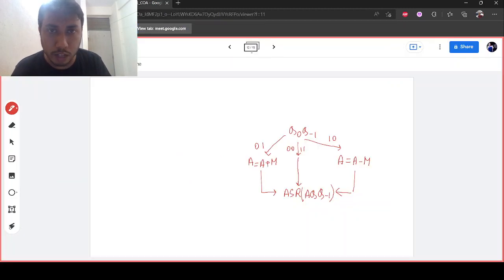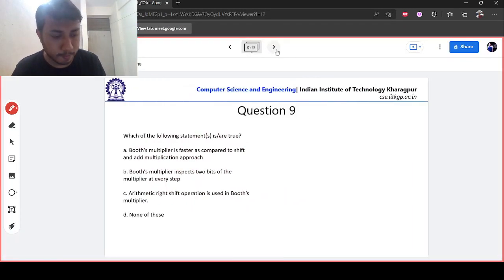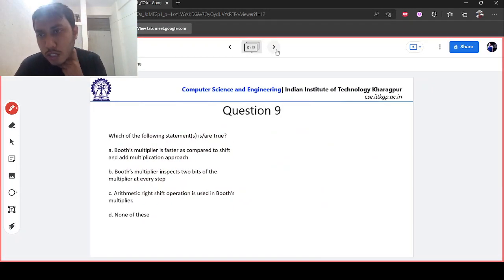Okay, so let's go to the next question. Which of the following statements is true? A, Booth's multiplier is faster compared to add and shift multiplication approach. B, Booth's multiplier inspects 2 bits of multiplier at every step. C, Arithmetic shift operation is used in Booth's multiplier. So all of them are true, the correct option is A.